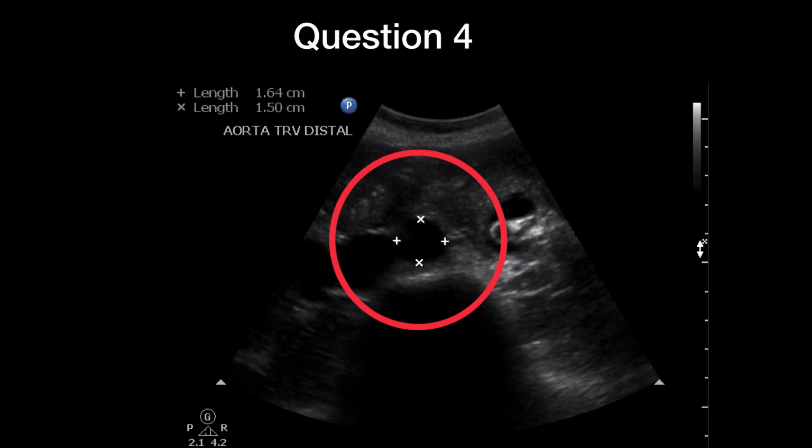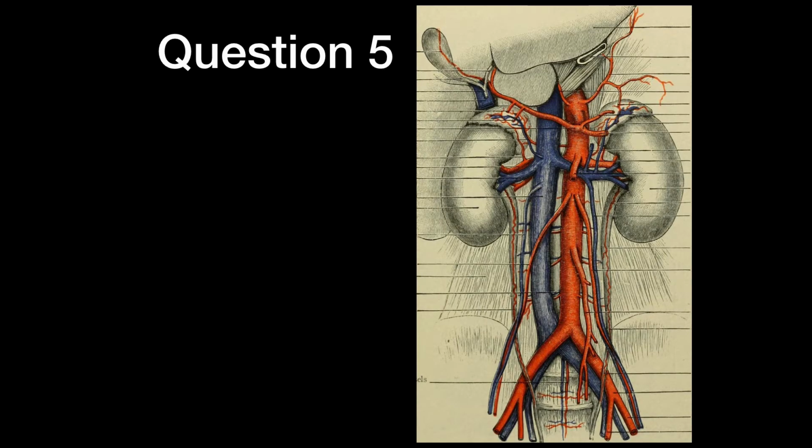Now the fifth question, I asked you to use your knowledge of anatomic relationships to estimate the location of the renal arteries. Now, if the renal arteries are involved in an AAA, it makes the repair much more complicated because the stent now has to traverse the renal arteries and has the potential to cut off blood supply to the kidneys.